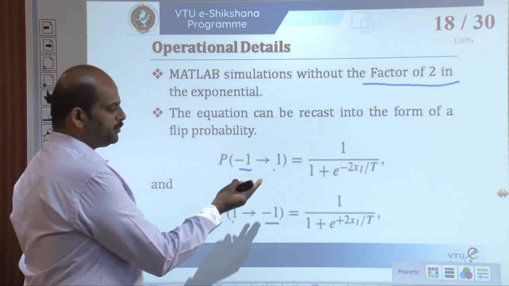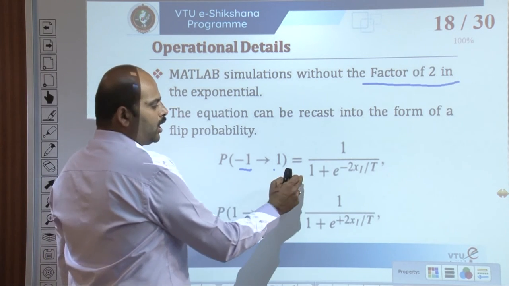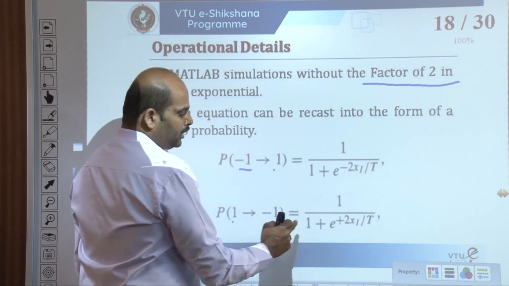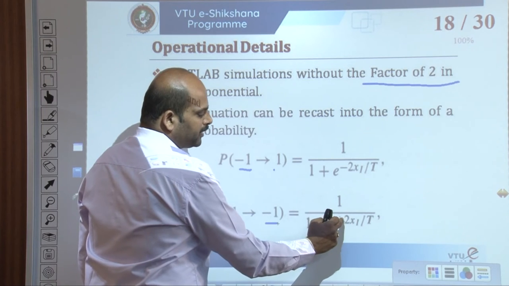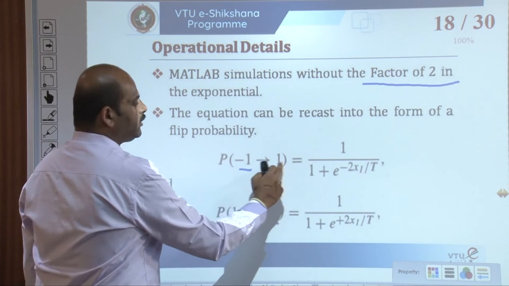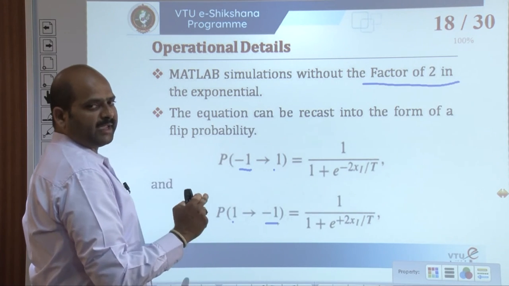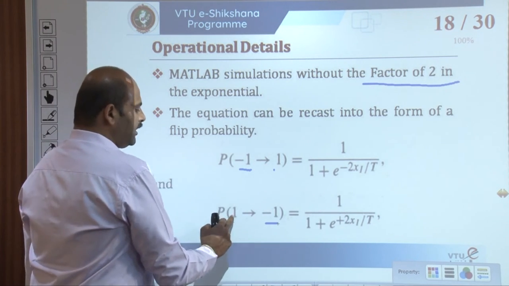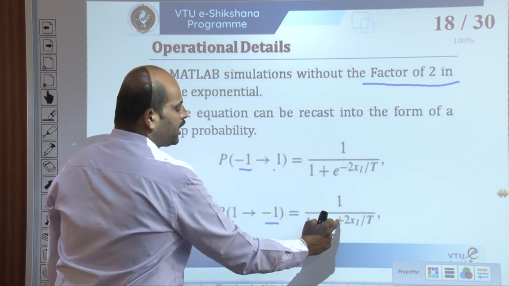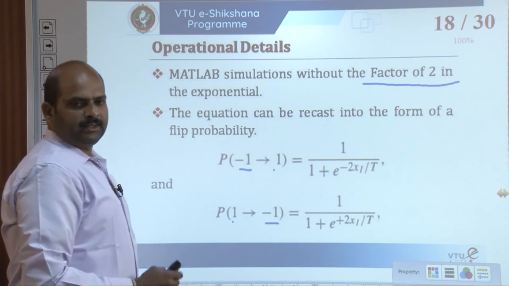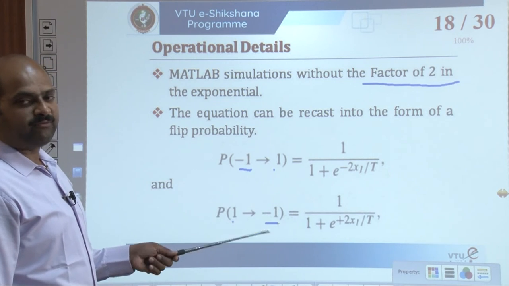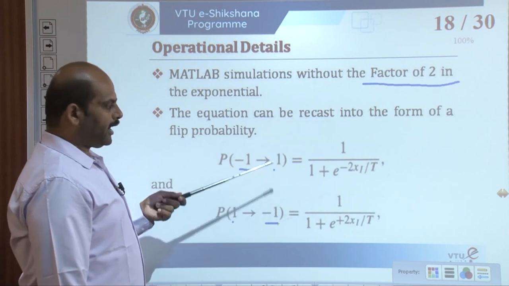So, the expression is going to be divided into two parts: 1 over 1 plus e to the power of minus 2 x I by t, and 1 plus e to the power of plus 2 x I by t. When minus 1 tends to 1, it becomes the exponential of minus 2 x I by t. When 1 tends to minus 1, the expression becomes 1 plus e to the power of plus 2 x I by t. Understand?